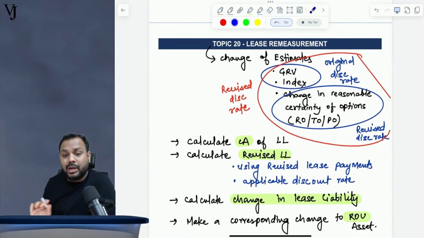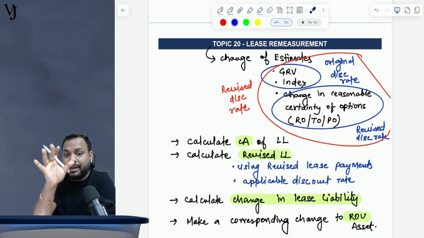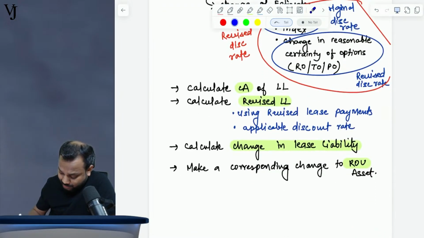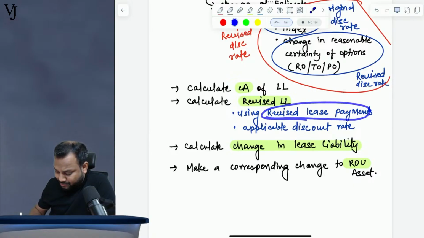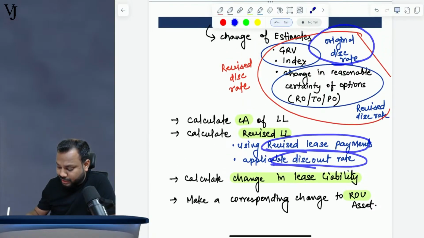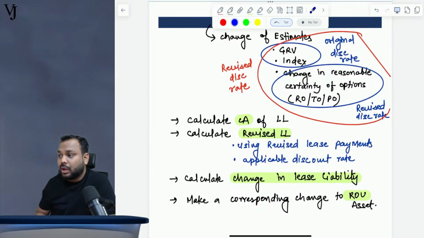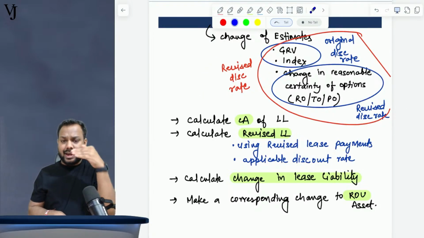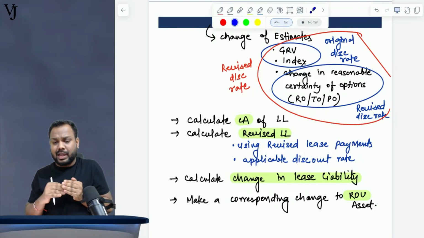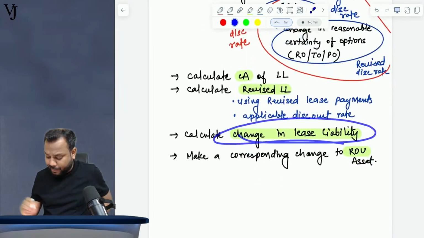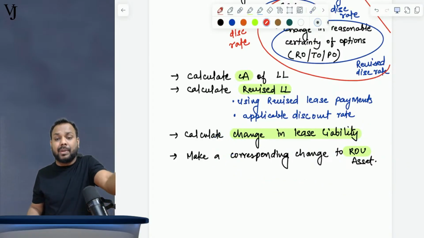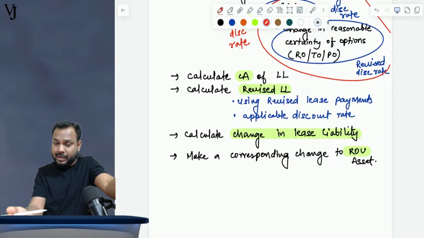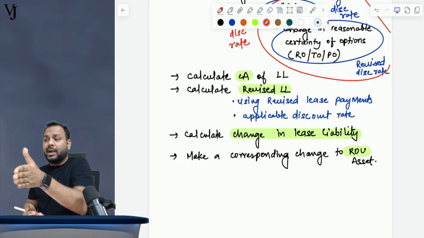Okay. Now, how to do the lease remeasurement? On the date of lease remeasurement, we will compute the carrying amount of lease liability. We will compute the revised lease liability using revised lease payments and the applicable discount rate. It can be the original rate, it can be the revised rate. Then compute the change in lease liability and make a corresponding change to ROU. Let's suppose the lease liability has increased by 10 million, increase ROU also by 10 million. Entry will be ROU account debit, lease liability 10 million.